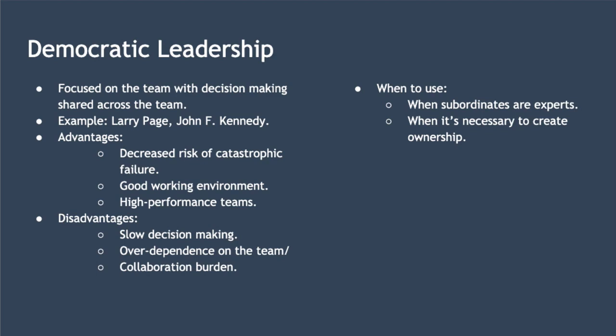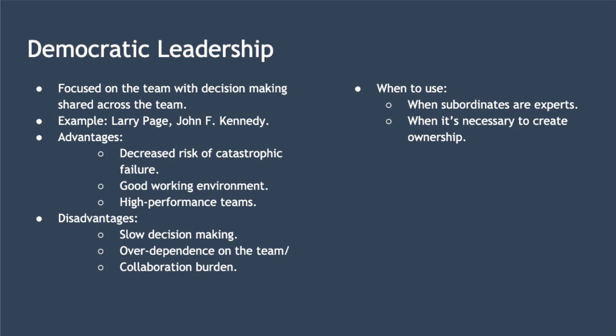There can be an overdependence on the team. So the leader can become overly dependent on the group and allow the group to make decisions, which obviously isn't good. They're sort of hiding within the team. And finally, there can be a collaboration burden. So leaders can become overly burdened with the overhead of ensuring their team meet and collaborate. So much so that they take their eye off what's really important to the organization and their foot kind of comes off the gas. So when should you use this style of leadership?